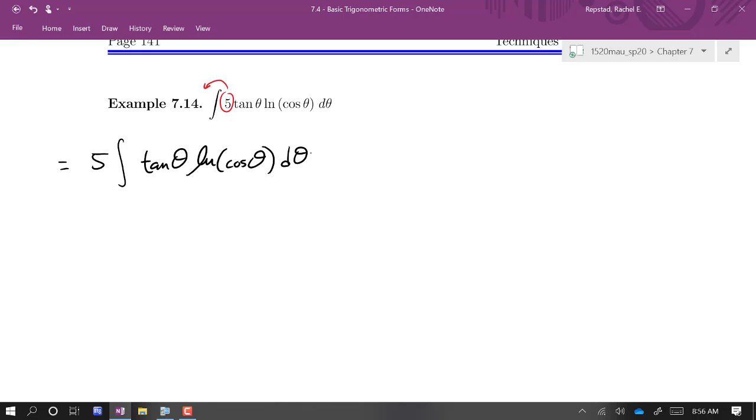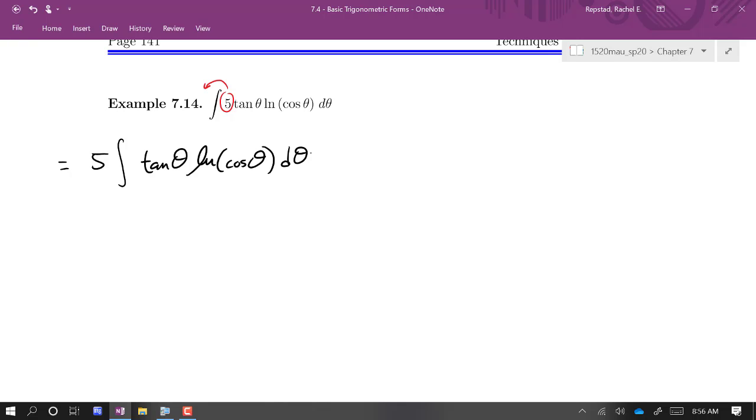You might try a few different things. Go ahead and pause the video if you want to give it a go. This is a really good example of where it sometimes takes us a few tries to get the right substitution. But the derivative of tangent is secant squared, and I don't see a secant squared anywhere, so I'm not going to pick that.